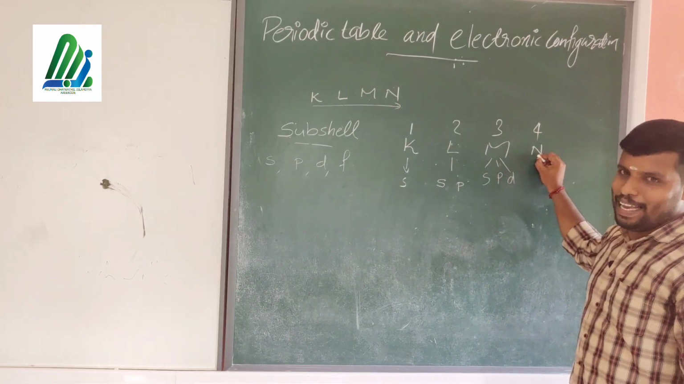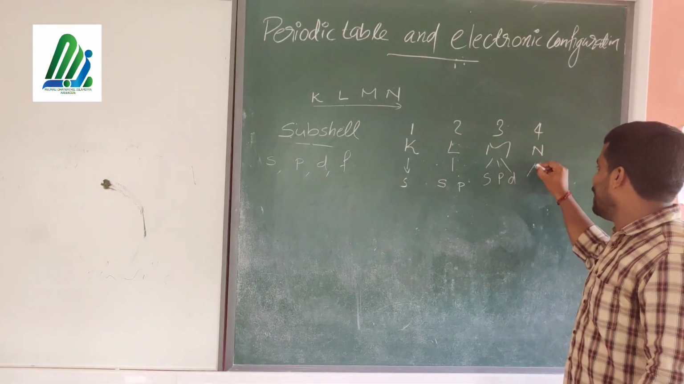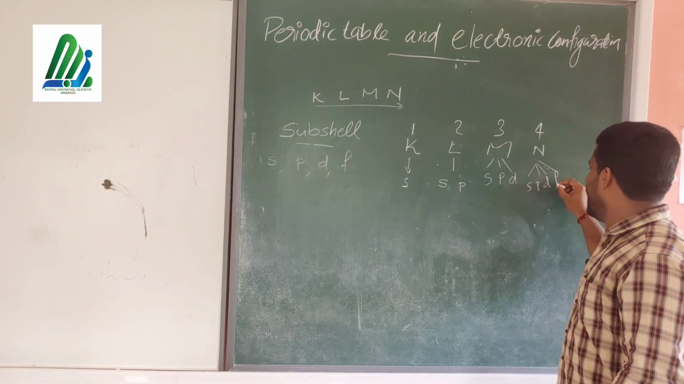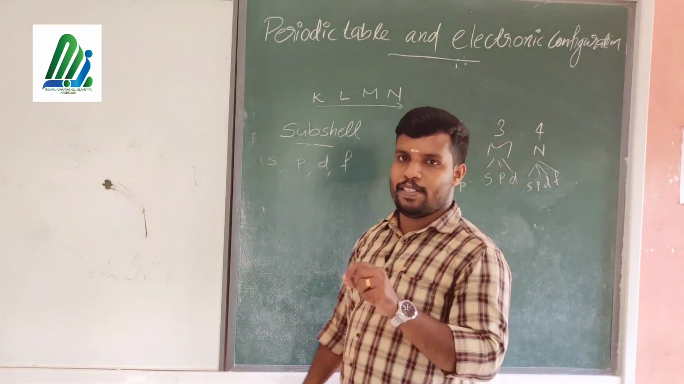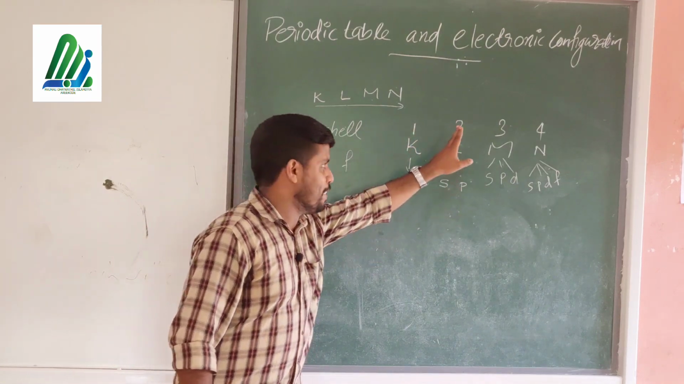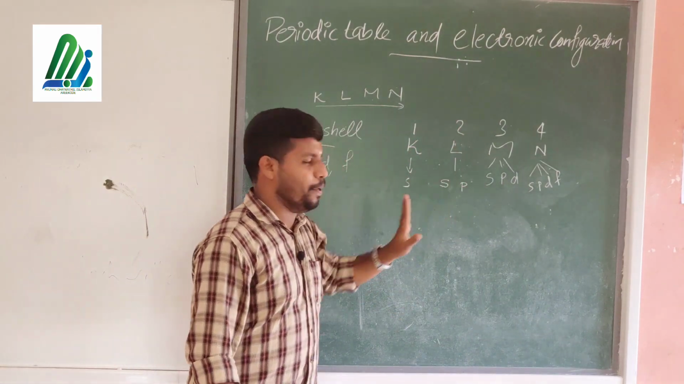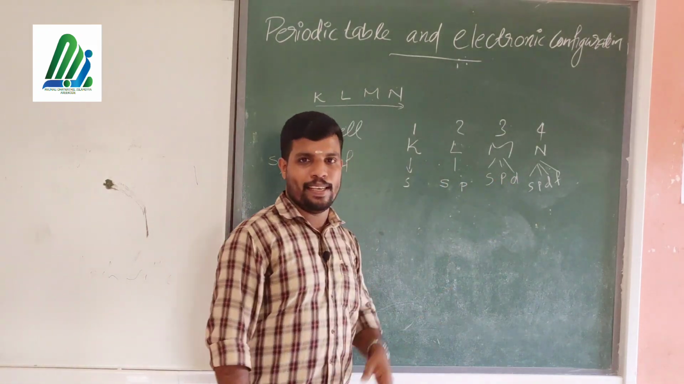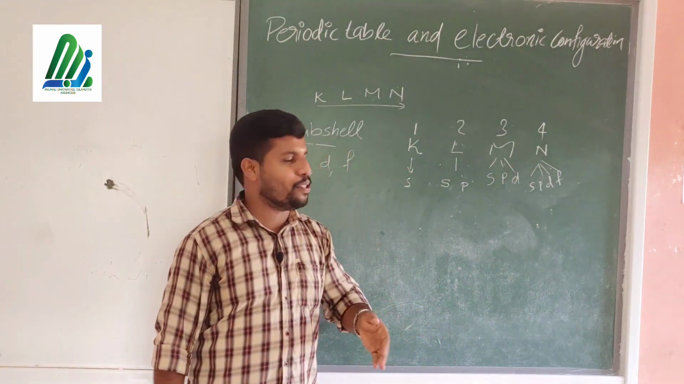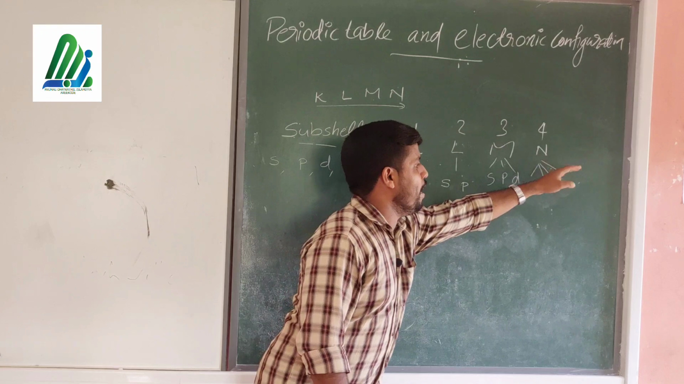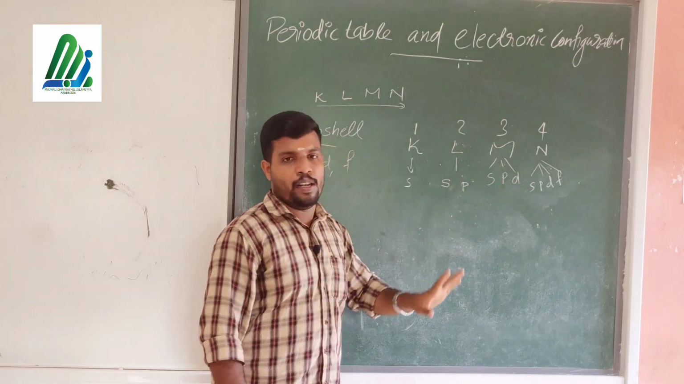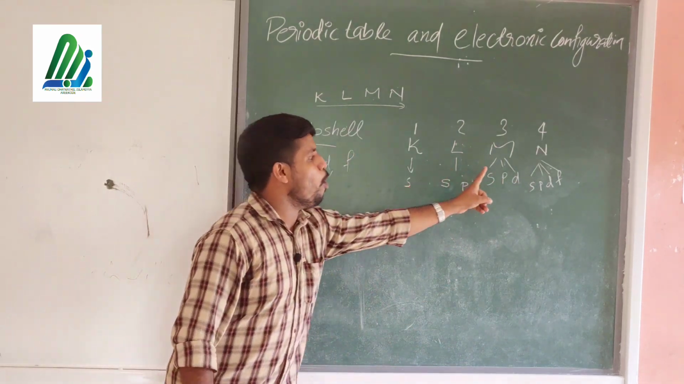And the fourth shell is the N shell, which contains four subshells: s, p, d and f. The first shell has only one subshell, that is s. The second shell contains two subshells, s and p. The third shell contains three subshells, s, p, d. And the fourth one, N shell, contains four subshells, s, p, d and f. Okay, is the idea clear? The s is the common subshell in all shells.